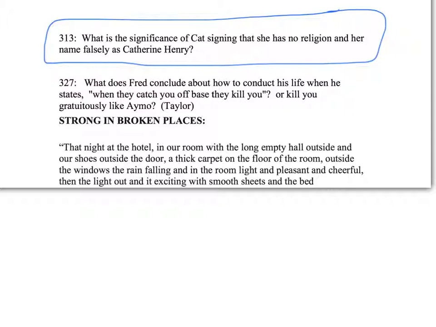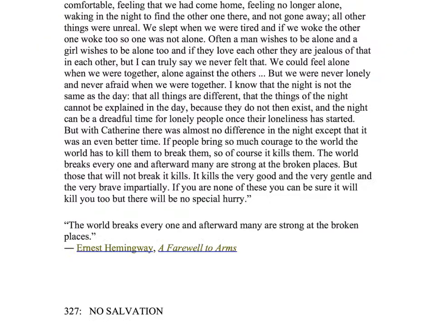That night at the hotel in our room, with a long empty hall outside, and our shoes outside the door, a thick carpet on the floor of the room, outside the window the rain falling, and the room light and pleasant and cheerful, and then the light out, and exciting with smooth sheets, and the bed comfortable, feeling that we had come home, feeling no longer alone, waking in the night to find the other one there, not gone away, all other things were unreal. We slept when we were tired, and if we woke, the other one woke too, so one was not alone. Often a man wishes to be alone, and a girl wishes to be alone too, and if they love each other, they are jealous of that in the other, but I can say truly that we never felt that. We could feel alone when we were together, alone against the others.